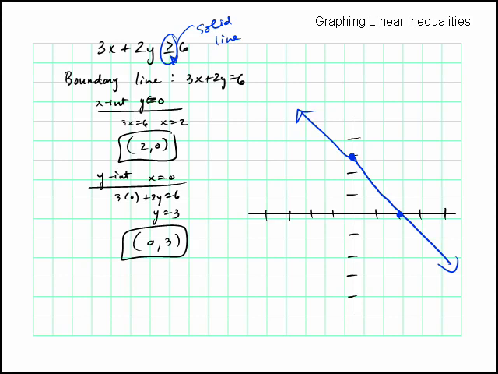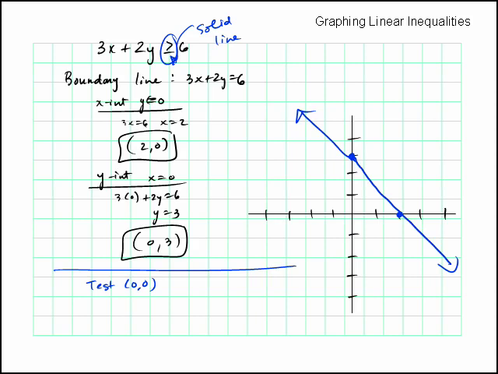Now the next step is to shade the solution region. One side contains all the solutions to the inequality, the other side does not. You have to figure out which side has the solutions, and there's a couple ways to do it. Here's one way: we could test a point. Test any point you want that's not on the line. The easiest point to test is (0, 0). I'm going to test (0, 0) and see if it works in the inequality.